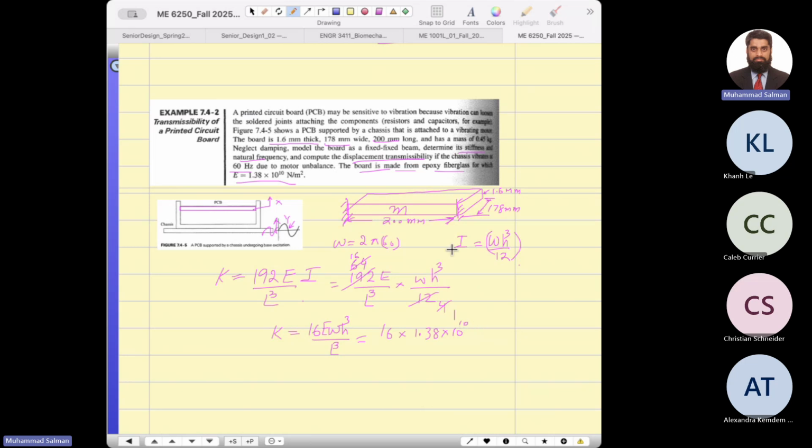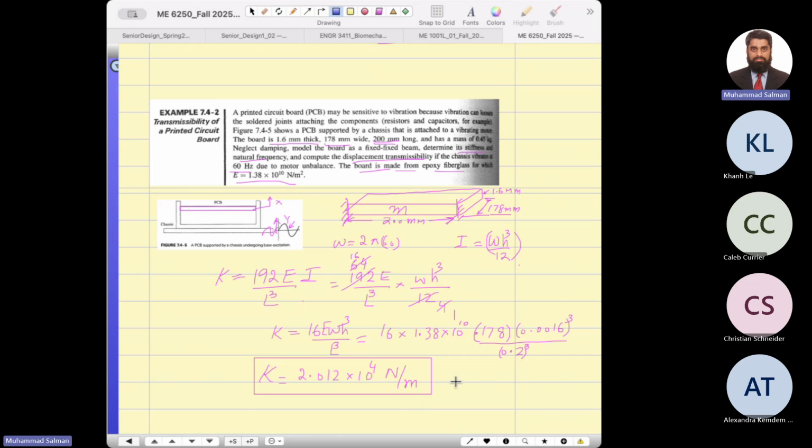Okay, W is how much? 178. I would write it in meters, 0.178 meters, and H is 0.006016 cubed over L. L is 200, so I'm going to write it in meters, 0.2 to the power 3. Agreed? So if you solve for this, the K value of this circuit board is 2.012 times 10 to the power 4. Okay, the K value has been found.